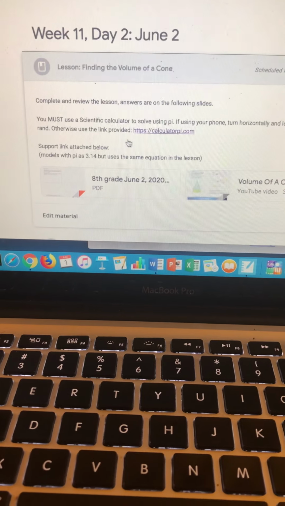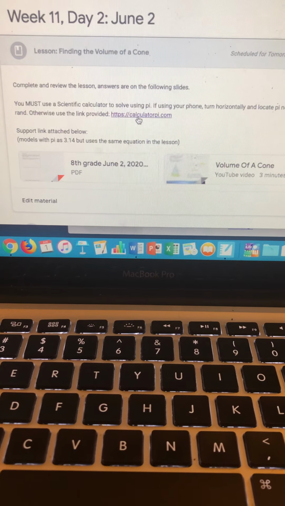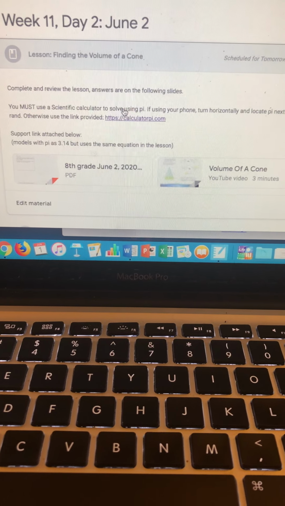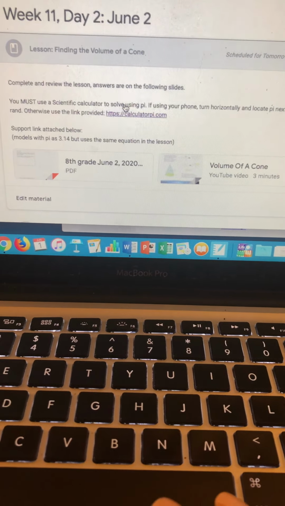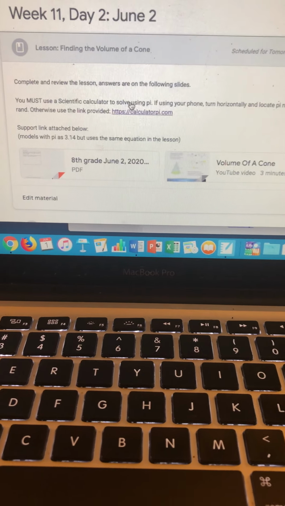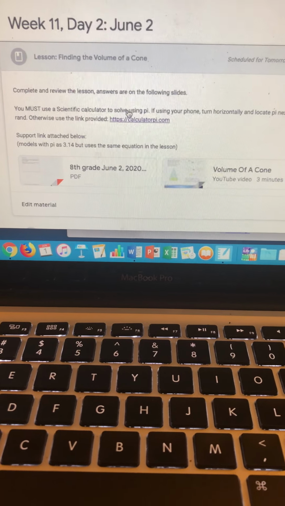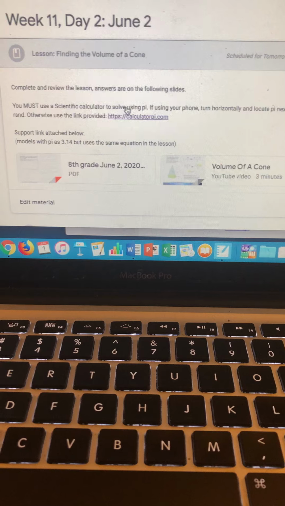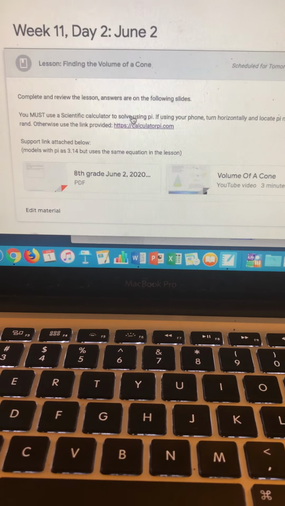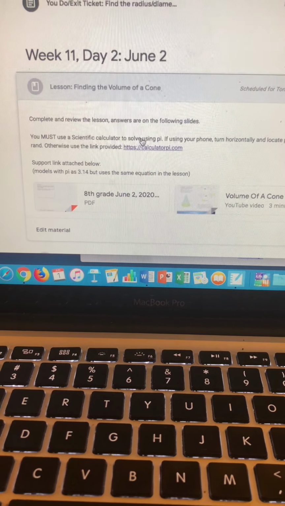So again, just reminding you that you need to use the scientific calculator for pi. So you can use the link, or if you use your phone, just turn it horizontally and it's next to the word rand. Some of you were reaching out for some help, and you need to make sure if you're using your phone, you put the number and then multiply and then the pi key. If you don't put the multiplication, then it's just going to tell you what pi equals instead of actually doing the multiplication for you. Okay, so just something that came up today in my feedback in case that happened to anyone else.